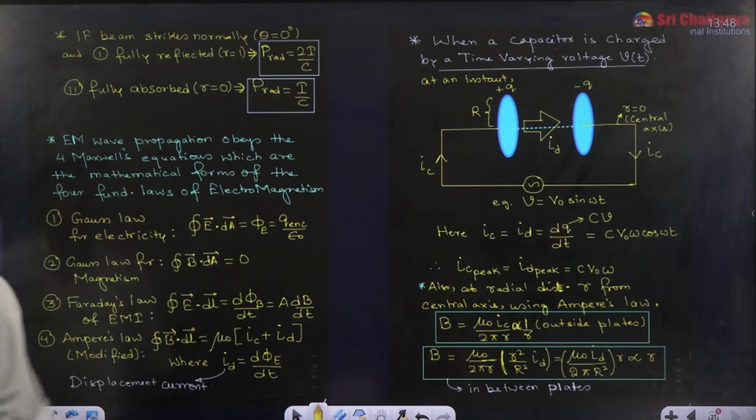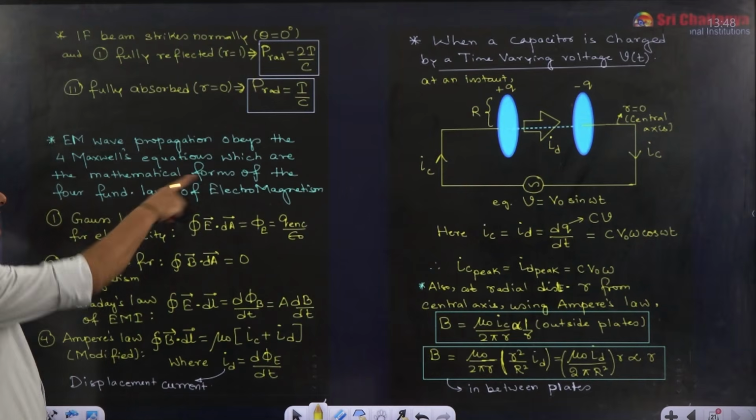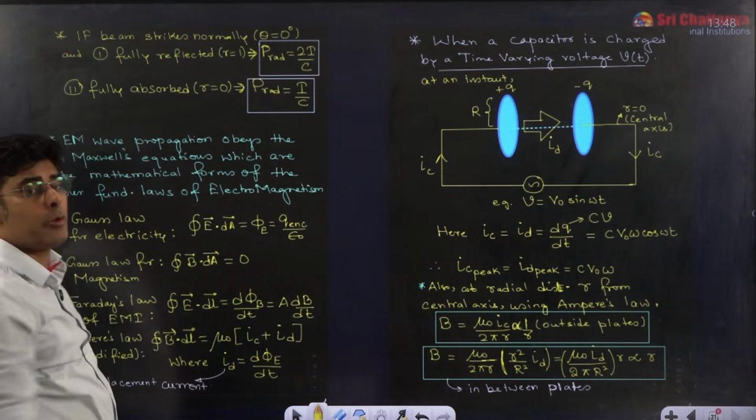Next, EM wave propagation obeys the 4 equations of Maxwell, which are actually nothing but the mathematical form of the 4 fundamental laws of electromagnetism.